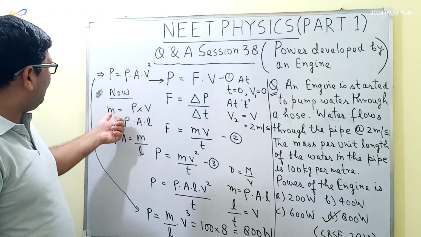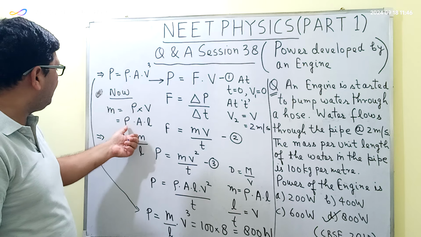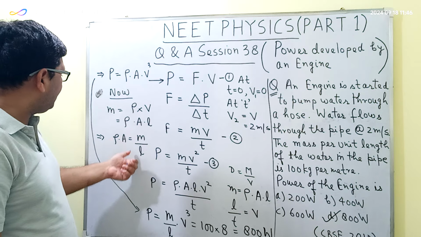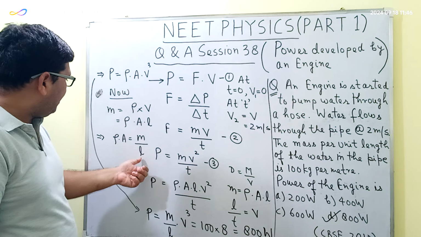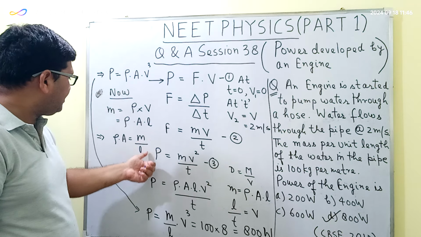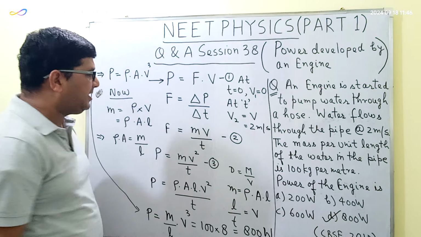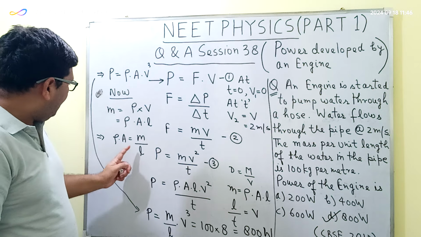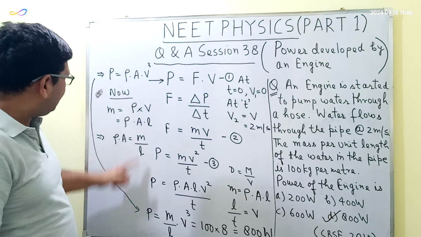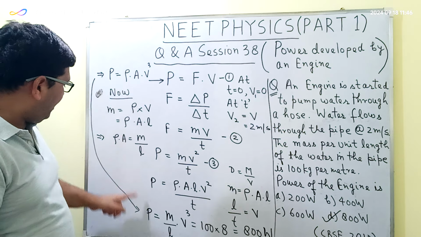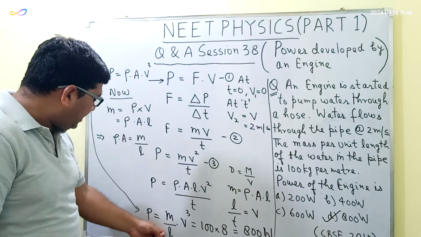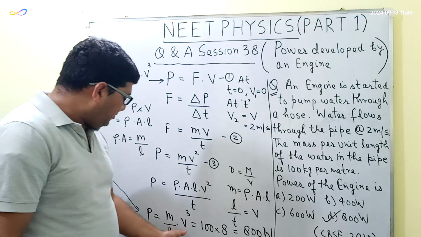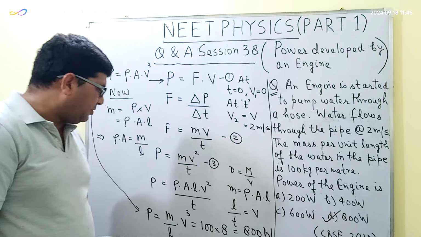And again we know that the mass is equal to density into volume, where volume is equal to area of cross section into the length in this case. So rho into A was equal to mass divided by length, and this was given in the question as 100 kg per meter. So by substituting this value in the equation P is equal to rho A V cube, we got M into V cube divided by L, and M upon L is equal to 100 and V is equal to 2. So the answer is equal to 800 watt.